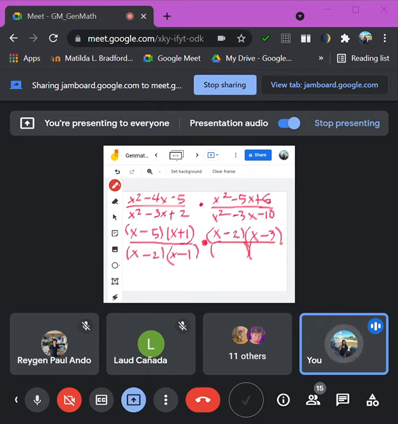Okay, how about this one, the last? Say the factors of 5, of 10, that when we add, give negative 3. We have 2, 5, negative 2, negative 5, negative 5, 2, negative 2, 5. Which one will we use?